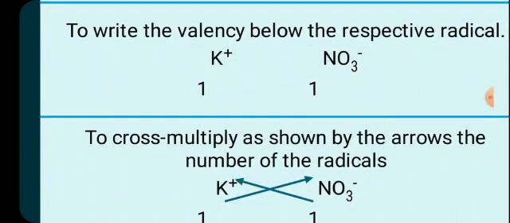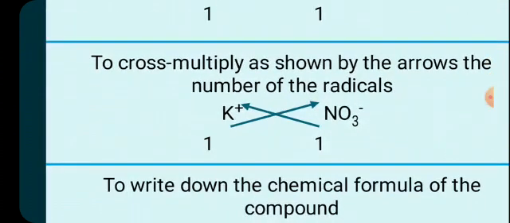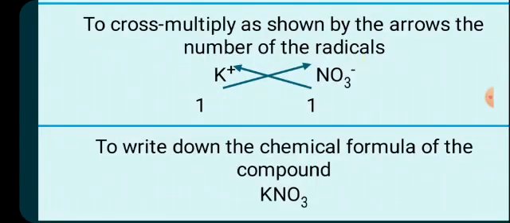Then step 3, to cross multiply by the arrows the number of radicals. So K+ potassium ion is multiplied by digit 1 and nitrate ion is multiplied by digit 1. So what is the formula of potassium nitrate? KNO3. Here again we have not written one digit as a subscript on the right side of K and NO3 ion. It is understood that one digit is present. So chemical formula of potassium nitrate is KNO3.